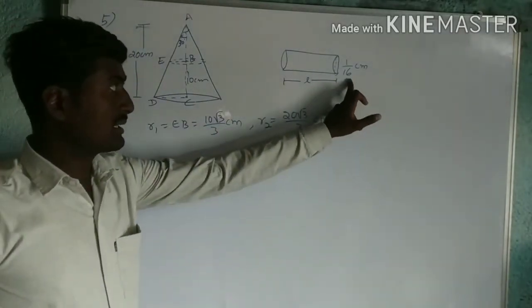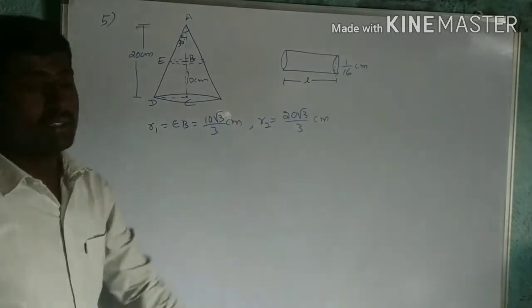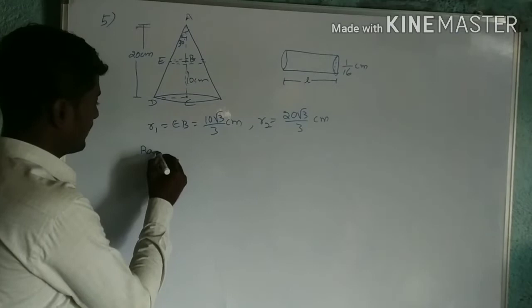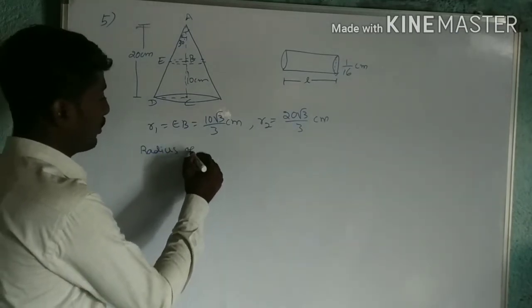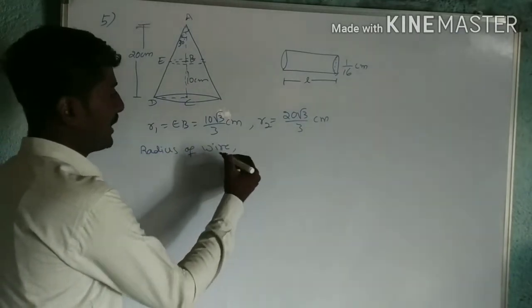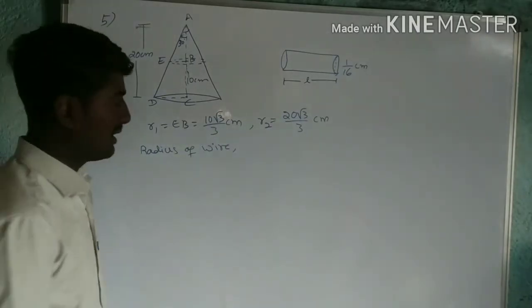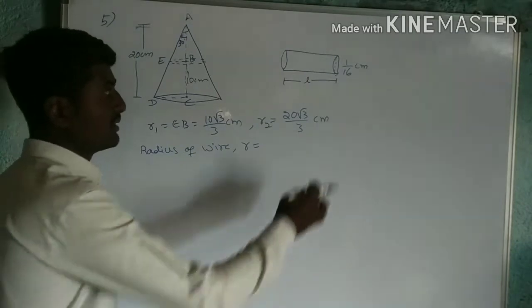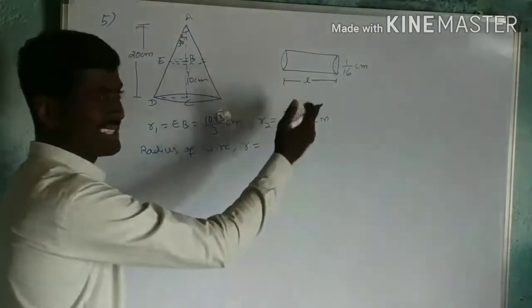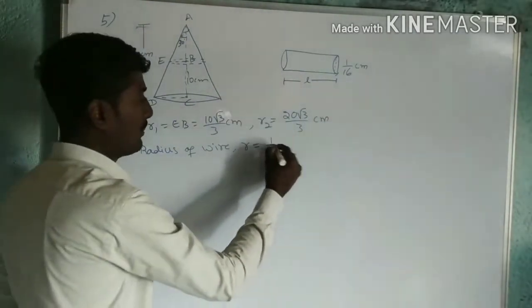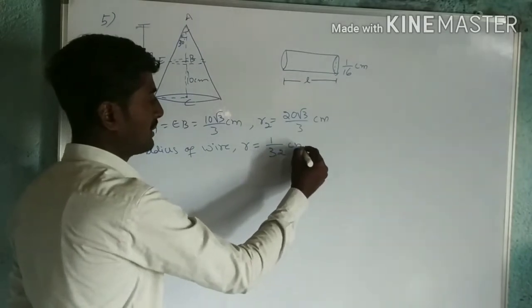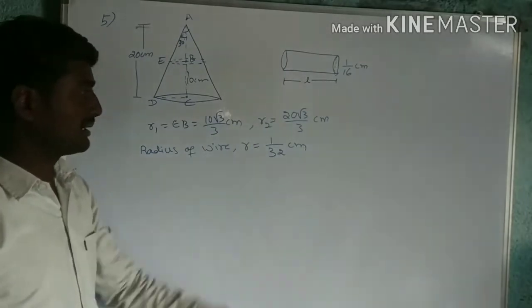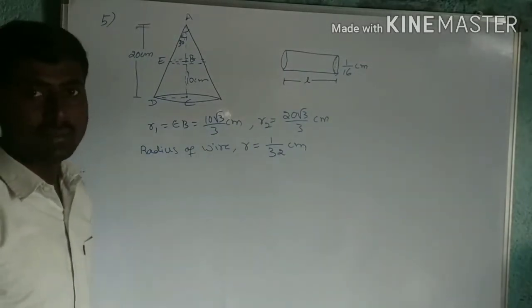Then another one. Let us go for the wire. Diameter they have given, so take the radius of the wire. Already I used R1 and R2, so I will take R only. R is the radius of the wire. Diameter divided by 2: 1 divided by 16 divided by 2, that is 1 divided by 32 centimeters. That is the radius of the wire.